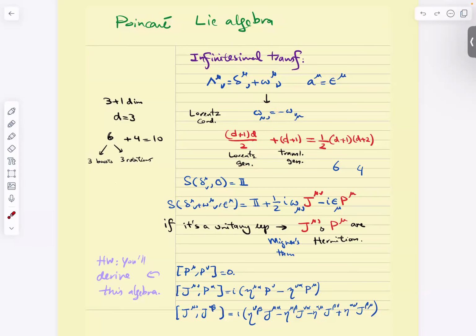From the antisymmetry of this matrix, you know that this tensor has D times D plus 1 over 2 components, right? And then the translation generator, the D plus 1. So you have a total of half times D plus 1 times D plus 2 degrees of freedom that describe this Poincare group. In 3 plus 1 dimensions, this is 10. 3 rotations, 3 boosts, 4 translations, 10. Good.